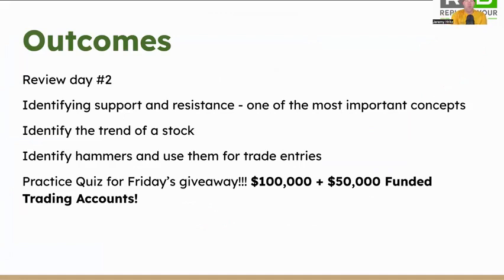Our outcomes for today, what we're looking to accomplish here tonight: we're going to review what we did in day 2. We're going to talk about support and resistance, which we touched on briefly in yesterday's event. It's one of the most important concepts in trading, and if you can understand that, you can really trade effectively in the market. We'll talk about how to identify trends so that you can trade with the trend, because the trend is your friend. We're going to identify the hammer candle and how to use that as a trading strategy, how to use that for an entry. And then we're going to do our practice quiz.